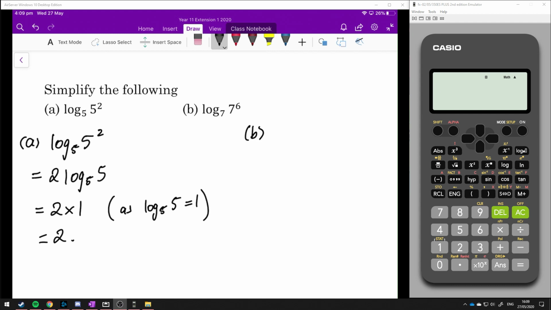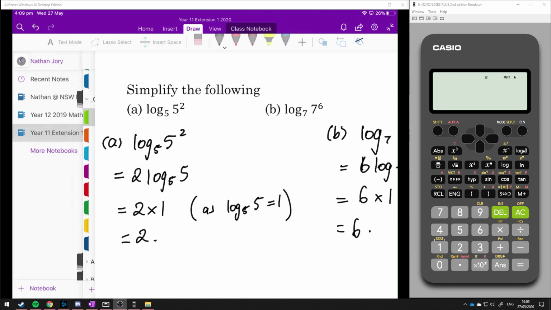Now with B, we're going to do the same sort of thing, and it's nice that they've left this in index form for us. So log 7 of 7 to the 6 is the same as 6 log 7 of 7, which is the same as 6 times 1, due to that same thing, log 7 of 7 is equal to 1. So this one is just equal to 6. That one is also nice and straightforward for us too.